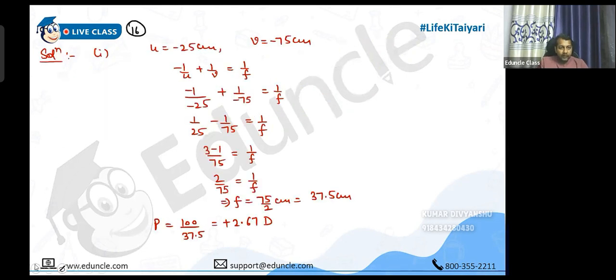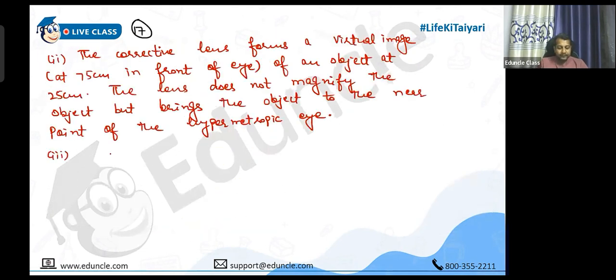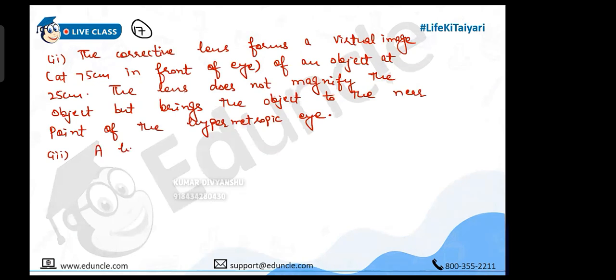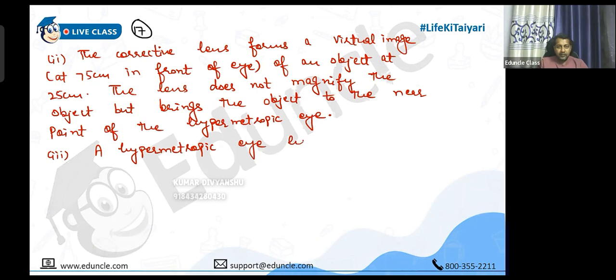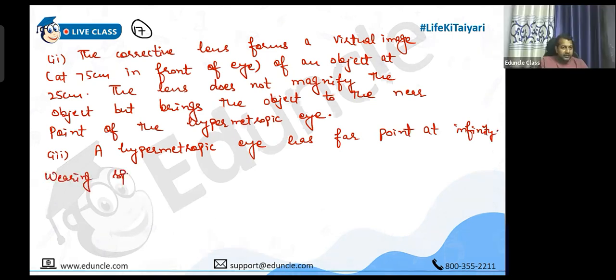Now what is the third one? While looking at the sky, he prefers to remove the spectacles. Why? Explain. Again the same reason. Far point is intact for that person, so he prefers it off. Hypermetropic eye has far point at infinity. There is no problem with the far away objects. No? Okay. Yes.